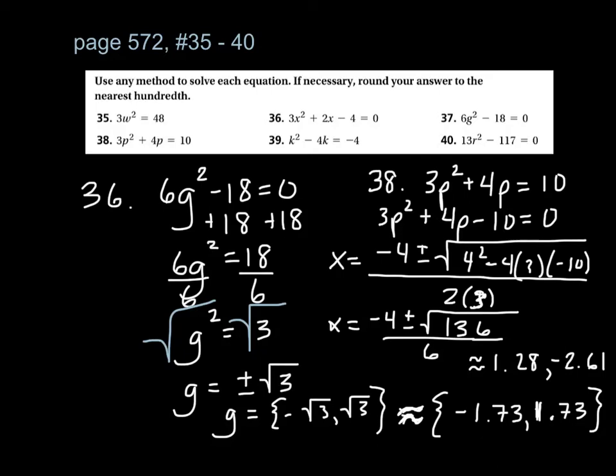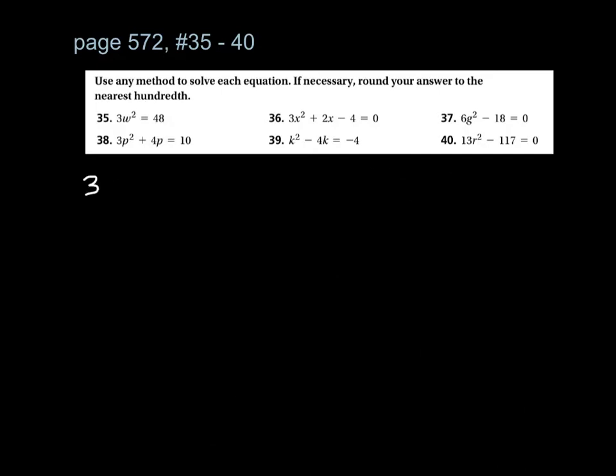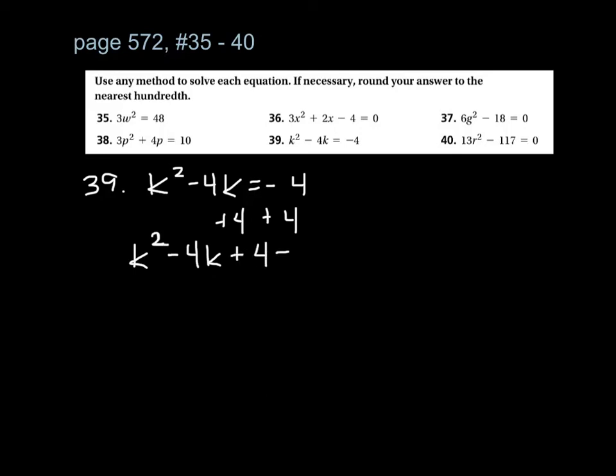All right. Last two on this page, and then one word problem, and this video's over. 39. I like this one because I can already tell this one is going to be factorable. All right, what's the first step? Get everything on one side. So we're adding 4. Okay, and you don't need to write the +4 if you recognize that it's going to switch signs when it moves to the other side of the equation. So this is k minus 2 and k minus 2. Giving us the solutions when we use our zero product property of k equals 2 and k equals 2.